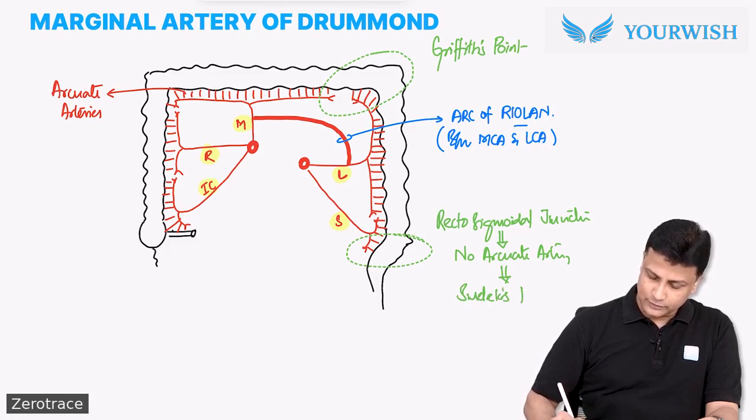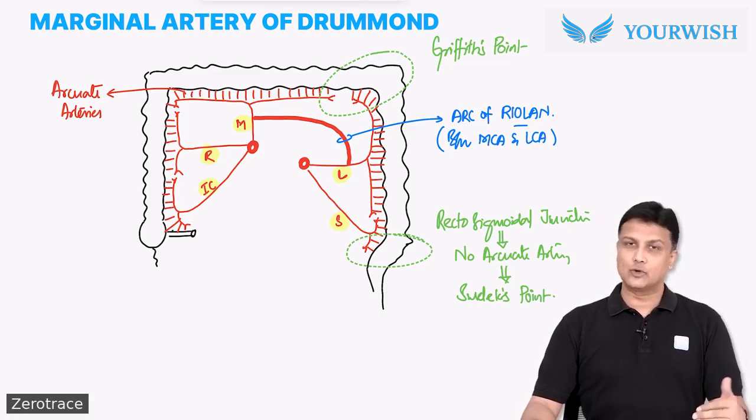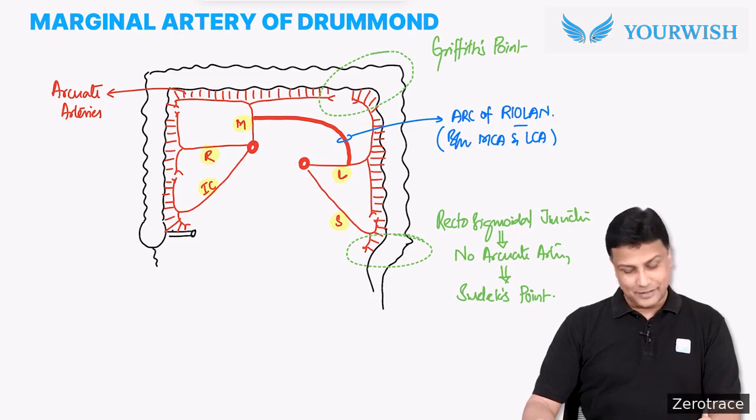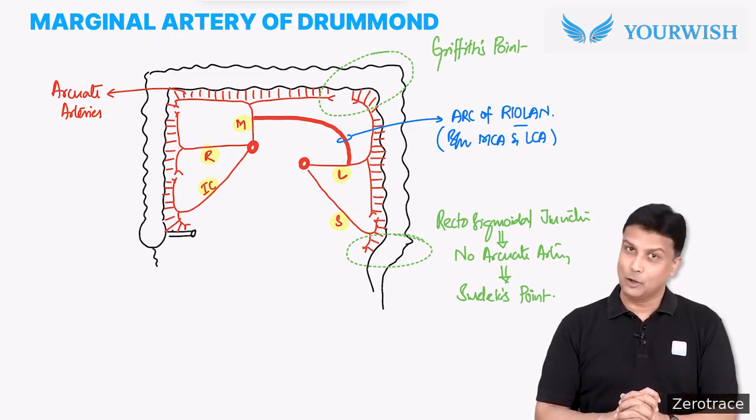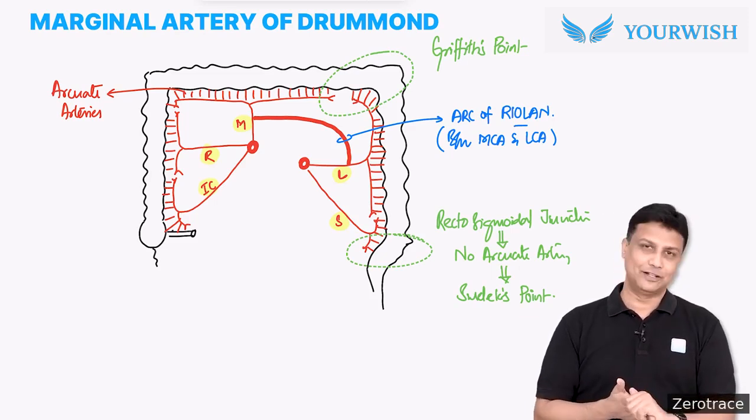So basically, you have to remember these 2 points here for the clinical application, my dear friends. One is your Griffith's point, another one will be the Sudek's point here. The Sudek's point will be found at the recto-sigmoidal junction, where you will normally not find the arcuate arteries. That will be absent over there. And by this, my dear friends, we are also done with the concept of the marginal artery of Drummond, along with the 2 important clinical applications about the Sudek's point and the Griffith's point.